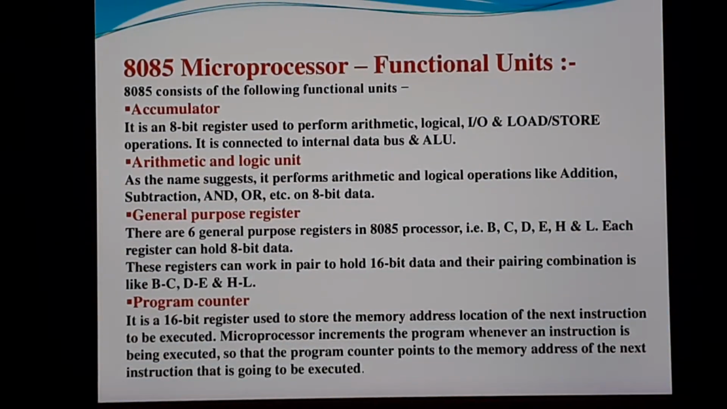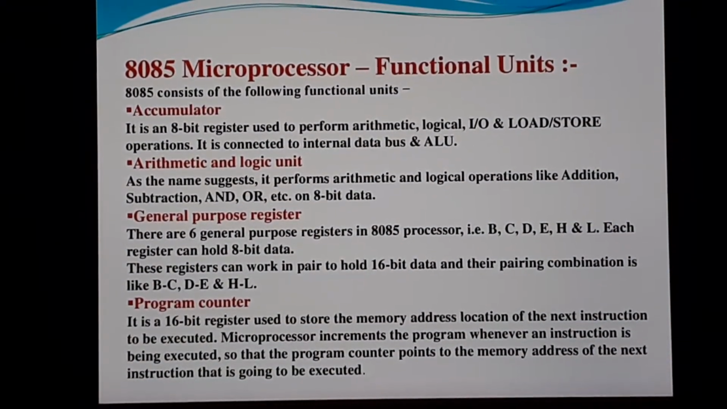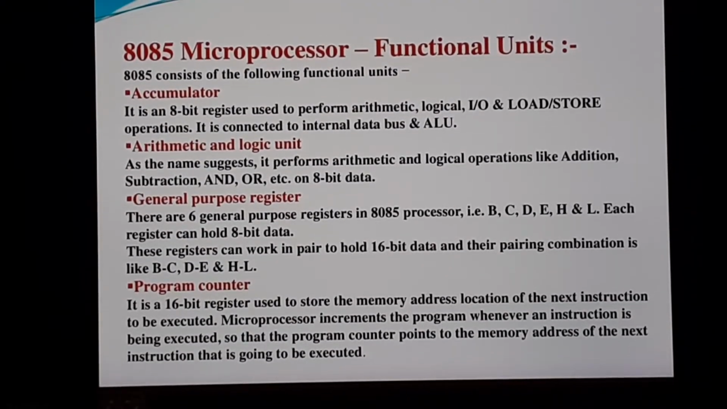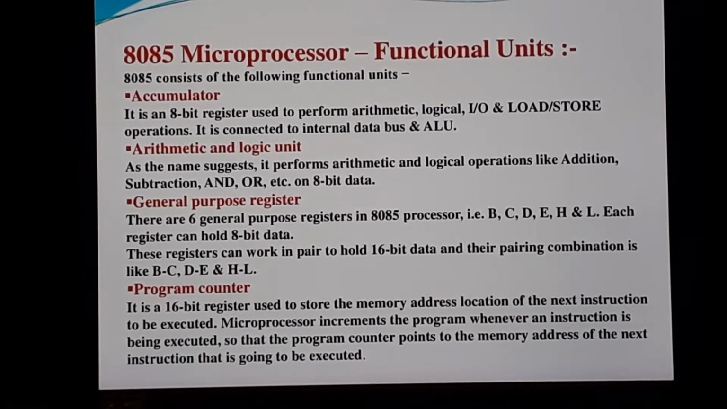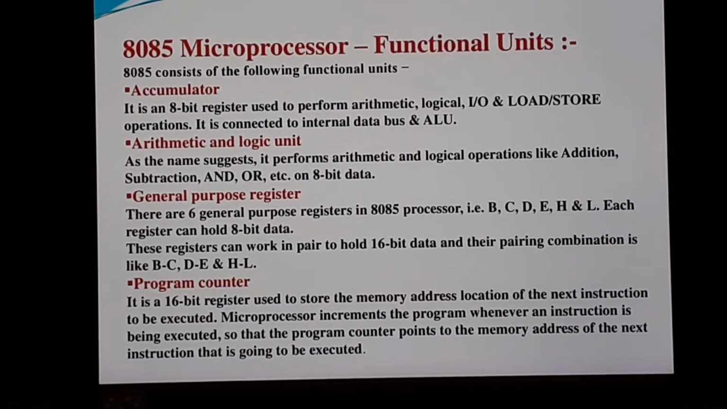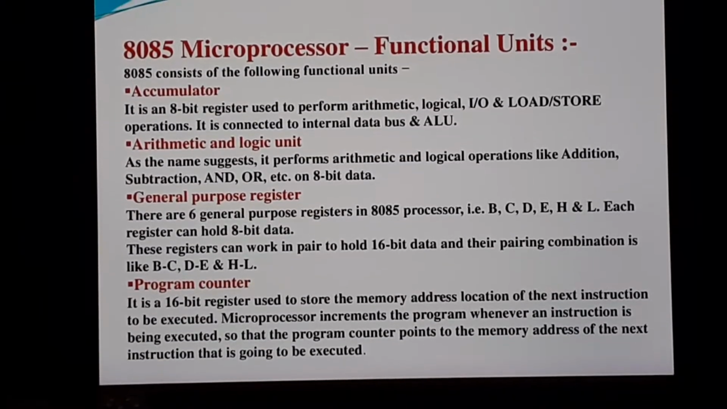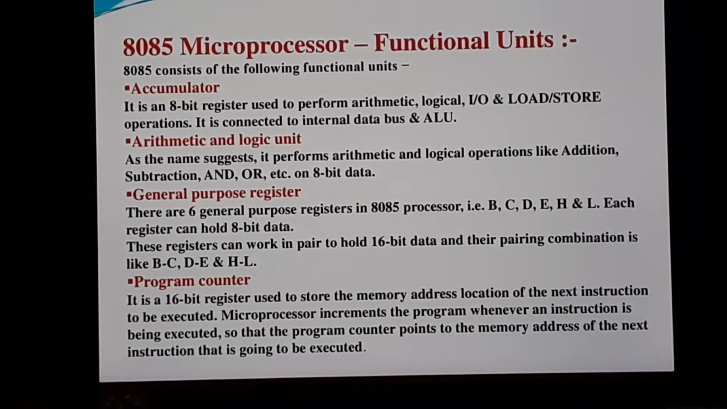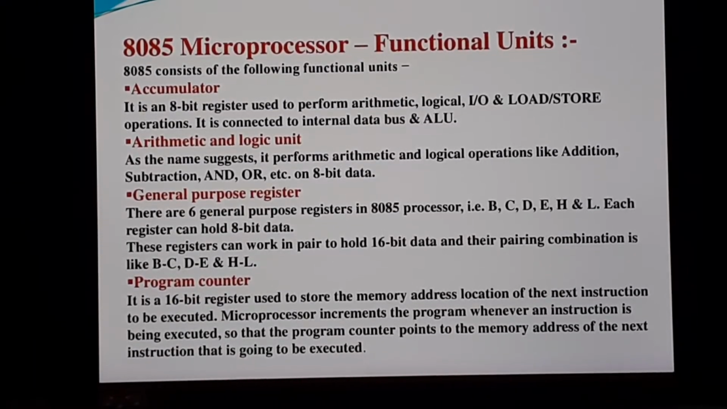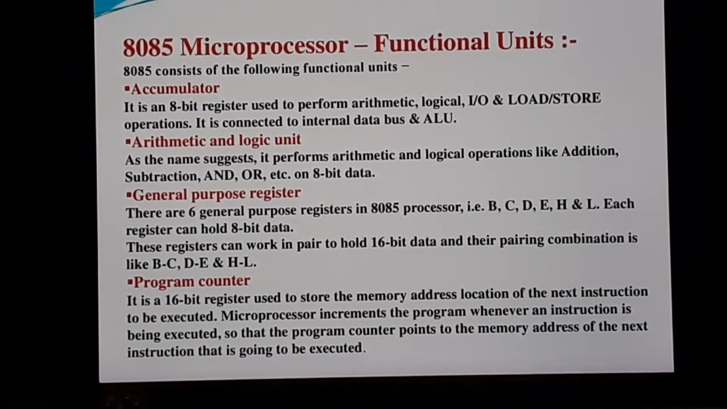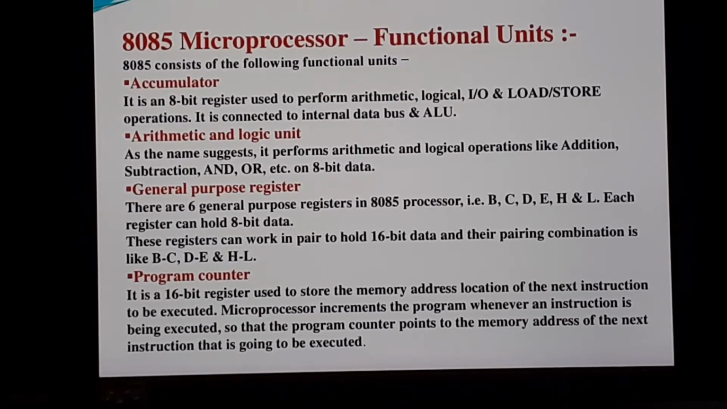Now the next are functional units. These are also from the block diagram itself. So functional units, number 1 is accumulator, from the block diagram itself. These are the functional units in the block diagram. So number 1 is accumulator. Accumulator, as you can see in the block diagram, is of 8-bit. So this particular block is also of 8-bit.